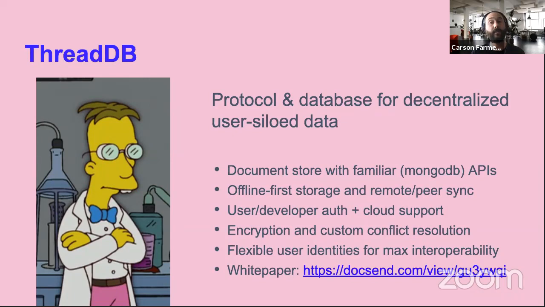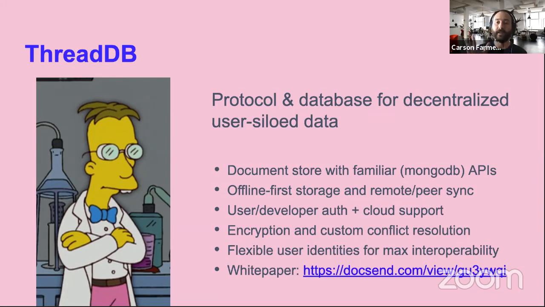And one of the things we'll mention later today is it has a flexible idea of a user identity, so that if you are building a DApp and you've already got your users using 3Box profiles, or you're using MetaMask or whatever, that's cool. Threads can support that. And yeah, check out the white paper if you like that kind of thing, and skip past it if you don't.